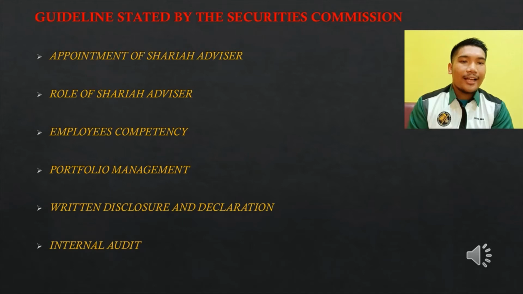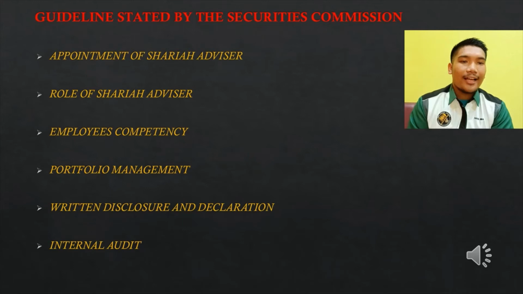Okay, for the next we go for the roles of the Shariah advisory. First, to advise on all aspects in Islamic fund management according to Shariah principles. Second, to provide Shariah expertise and guidelines on all methods, particularly documentation, structuring and investment instruments, and ensure compliance with the relevant SC regulations and standards, including resolutions issued by the SAC, Shariah Advisory Council.